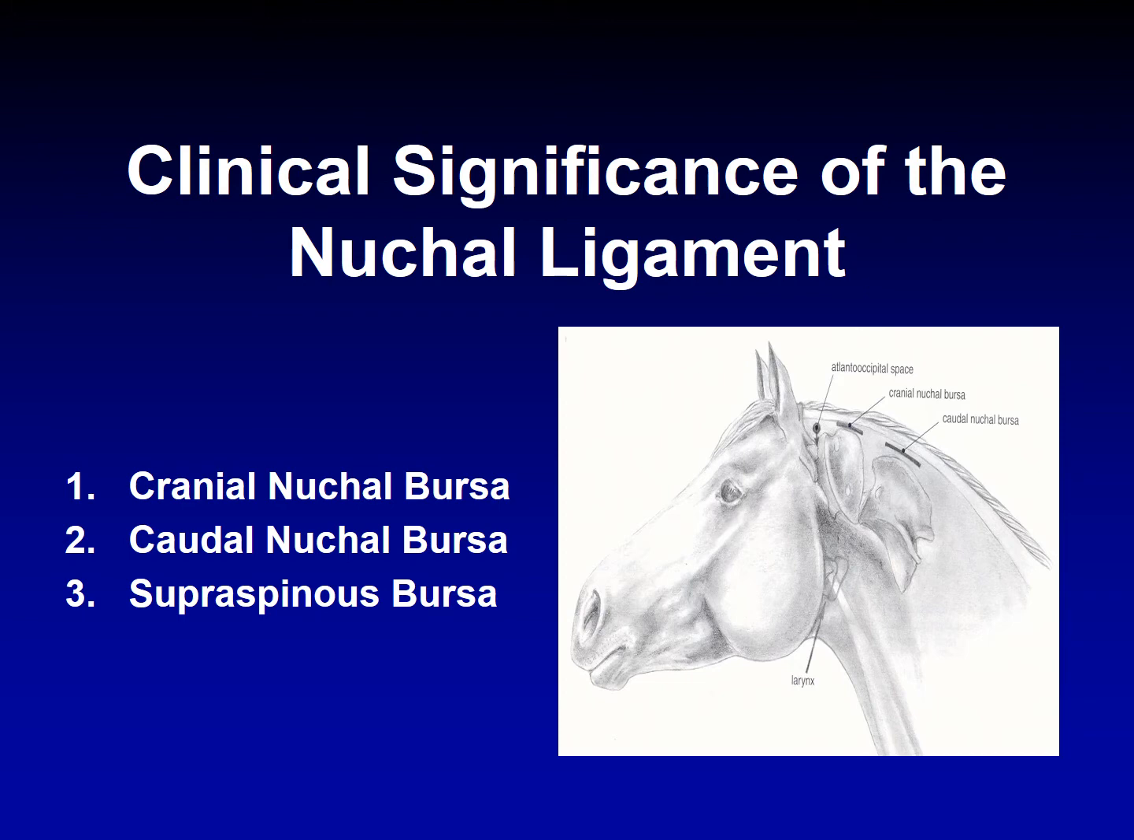Now we have three nuchal bursas: the cranial nuchal bursa, the caudal nuchal bursa, and the supraspinous bursa.